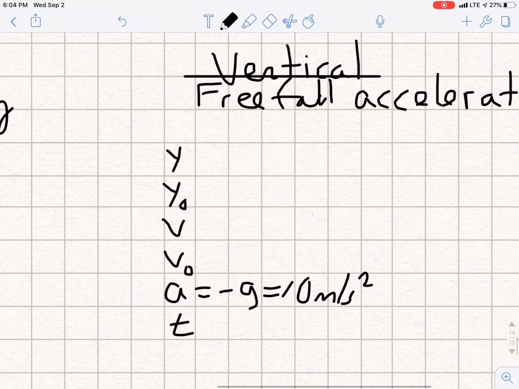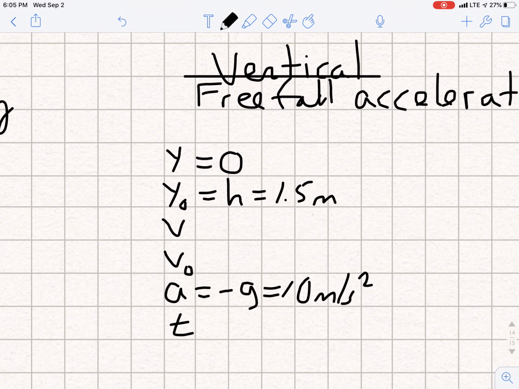Here, we have to decide which of these is going to be the lowest point and the highest point. So since Tom lands on the ground, in this case, I'm going to call the final position of Tom 0, and I'm going to call the height of the tabletop his initial vertical position, which would be the 1.5 meters. Now, this would be Vy, which that's what we're looking for in part B.